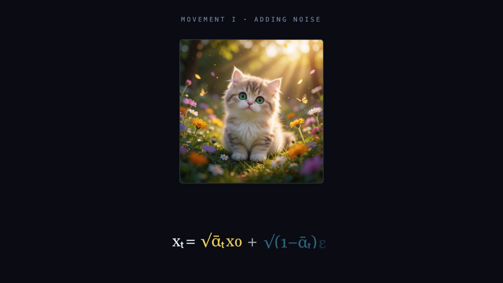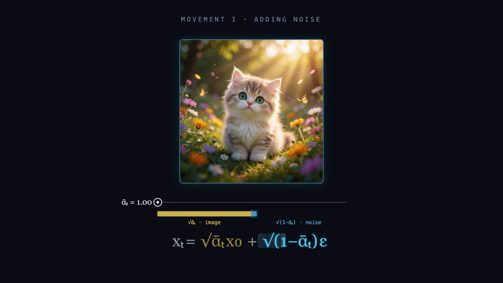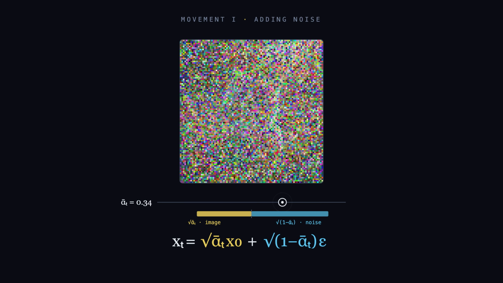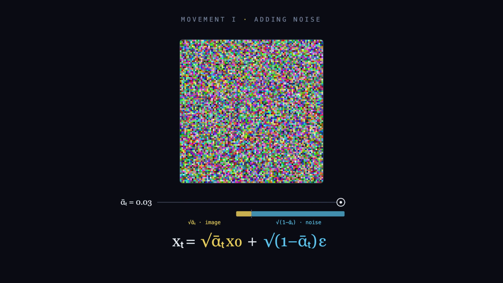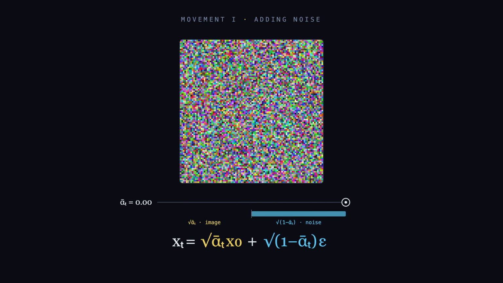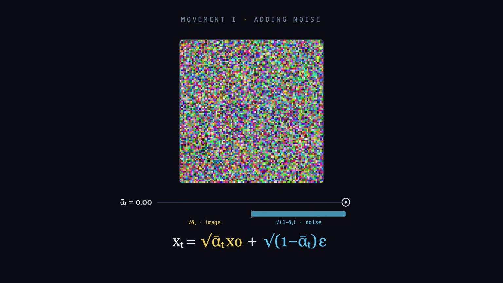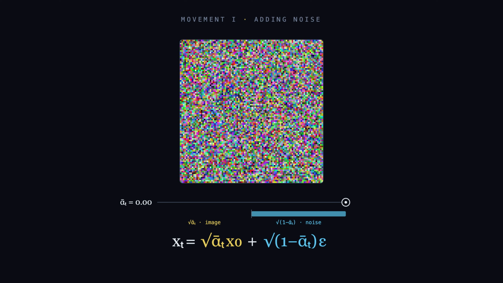This is the forward equation we built step by step. The first term keeps part of the clean image x0. The second term adds Gaussian noise epsilon. Alpha bar controls the balance between them at time step t. No neural network is used here. This is simply how we create noisy examples for training.